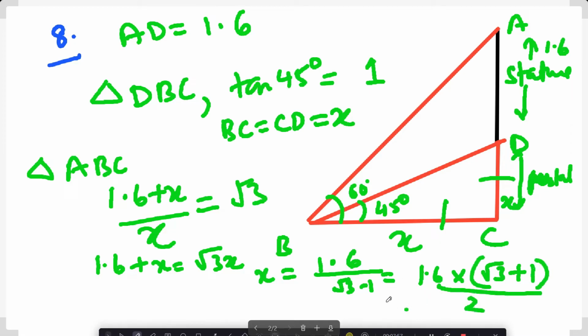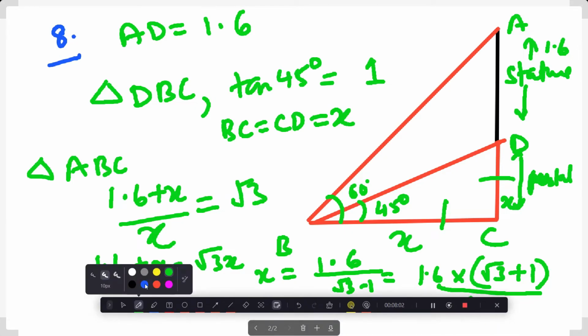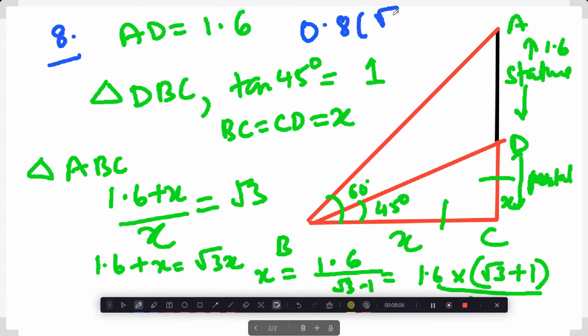So the answer is, I'll just write with a different color. The answer is 0.8 times root 3 plus 1. This is the height of the pedestal. Let's move on to question number 11.